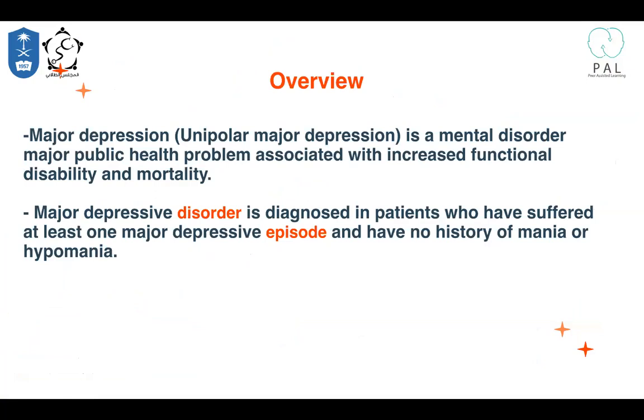Major depressive disorder is a mental disorder characterized by at least one major depressive episode and no history of mania or hypomania. When we say episode, what do we mean, and what is the difference between it and disorder? The difference is that an episode is the first time signs and symptoms occur. If it recurs, we call it a disorder.